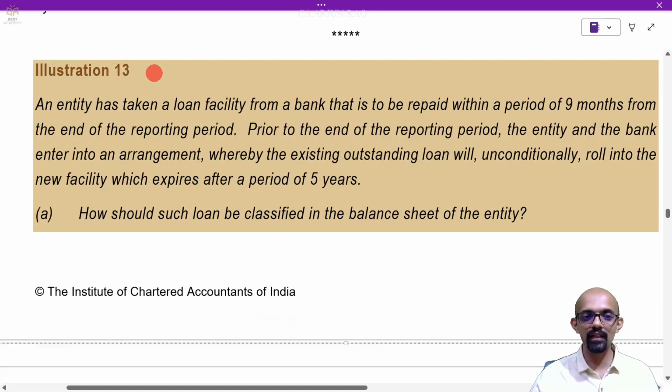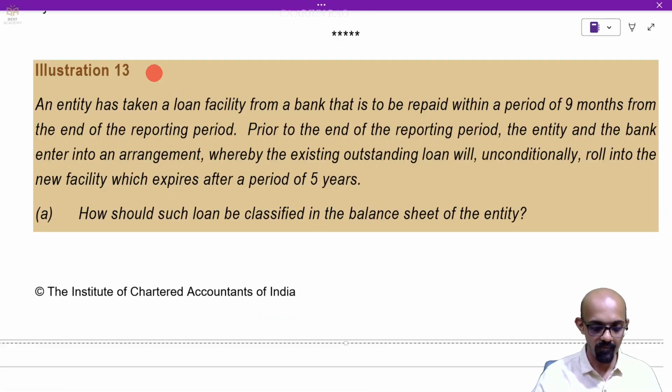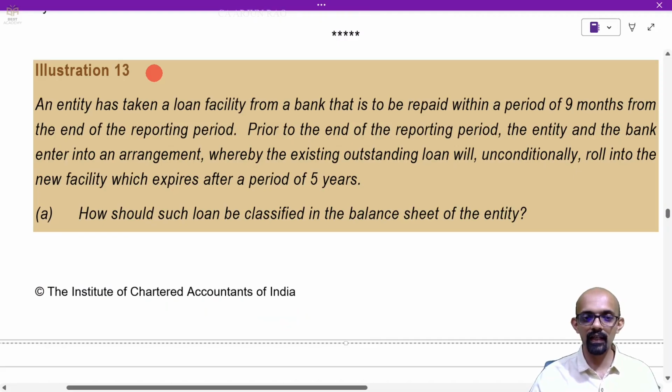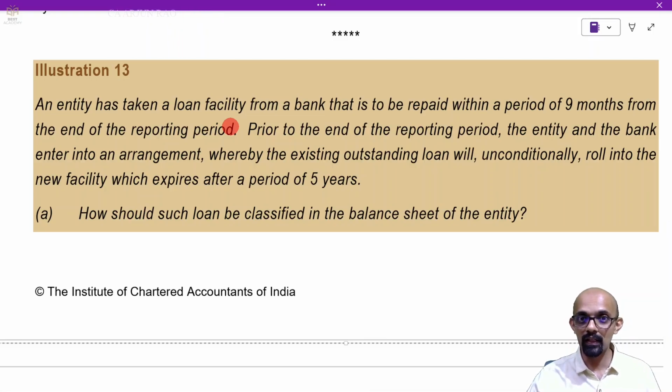Let's quickly revise illustration 13. In this illustration, an entity has taken a loan from a bank. It is to be repaid within a period of 9 months from the end of the reporting period. So, at this stage, what is it? It is a current liability. But now there is an event that has happened after this.